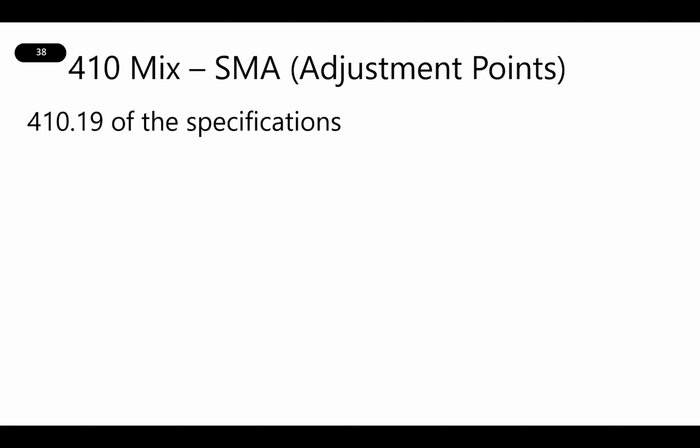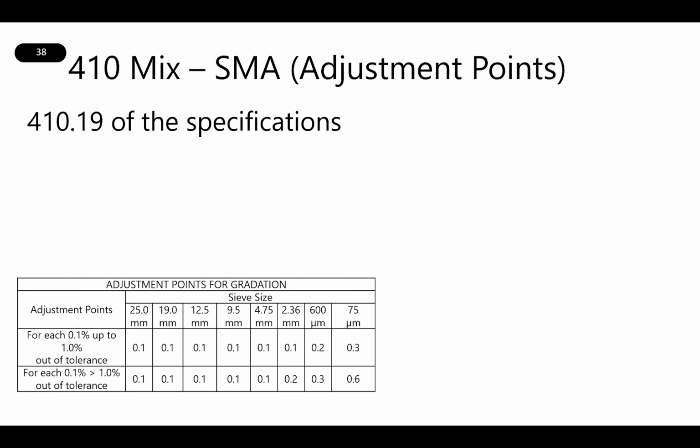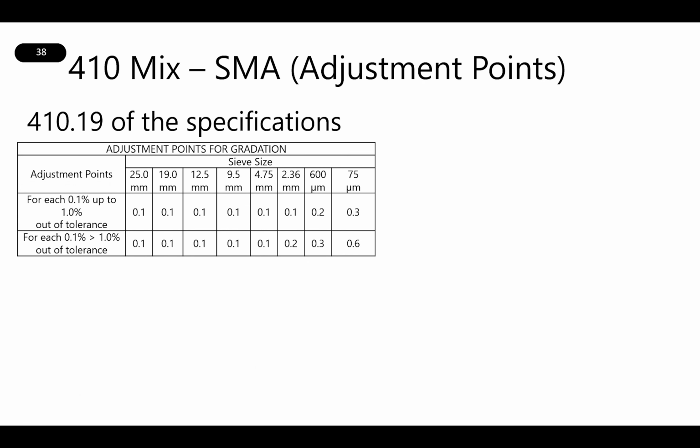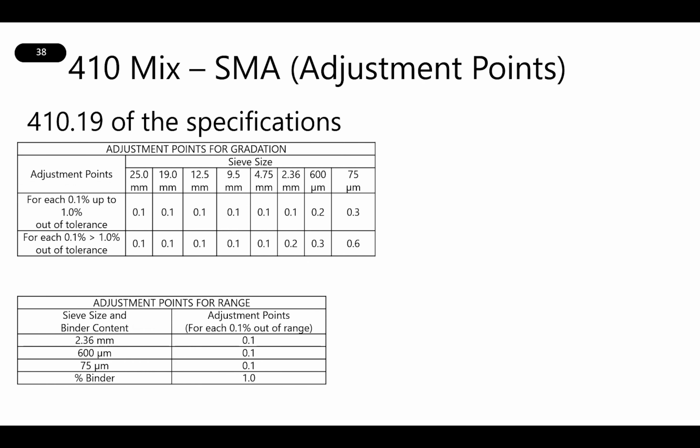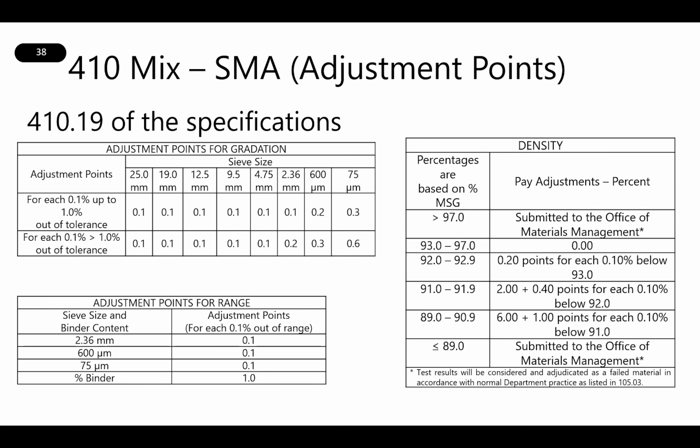SMA adjustment points, those specifications are in 410.19, and again, they are slightly confusing based on gradation, density, and binder content. And so don't get too worried about these tables and what they mean. We're only going to look at how to calculate the final quality adjustment.